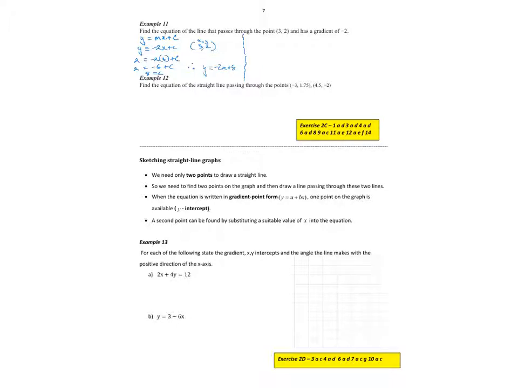So therefore the equation of the line that goes through the point 3, 2 is y equals negative 2x plus 8. An alternative method is to use that point gradient form, y minus y1 equals m, x minus x1. And we just substitute all the values that we've got in one hit.